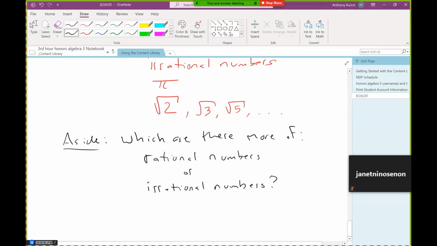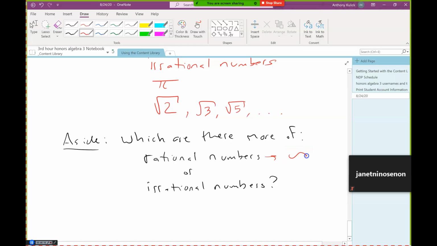So which do you think there's more of? Rational numbers or irrational numbers? So you say the same, and that's probably the common sense answer to make, right? Why do you say the same?